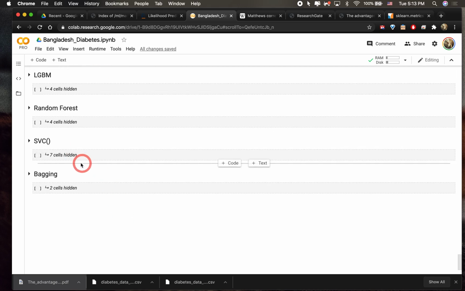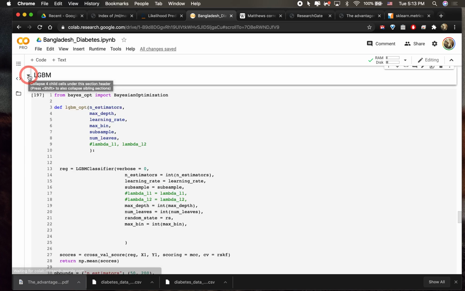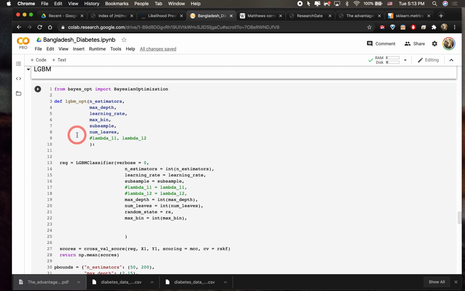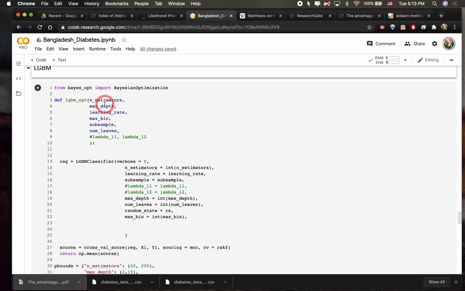Now I'm going to do the same thing again for LightGBM. So LightGBM is Light Gradient Boosting Machine. That's Microsoft's take on the gradient boosting algorithm. And again, I'm going to use these particular hyperparameters and estimators: the max depth, learning rate. These are the basic ones, the bin, the subsample, and the number of leaves.